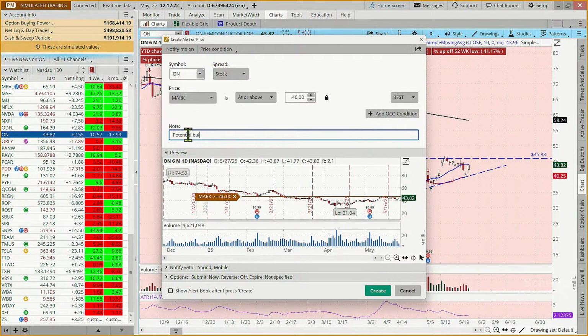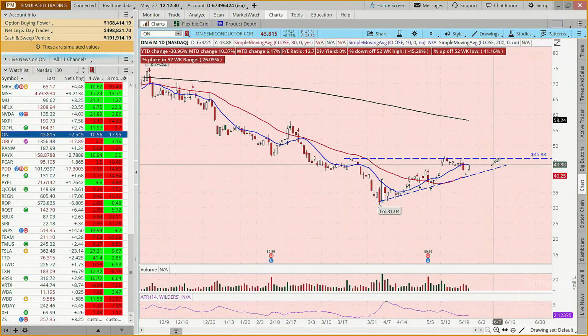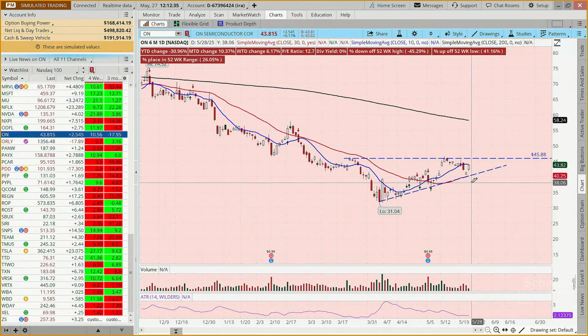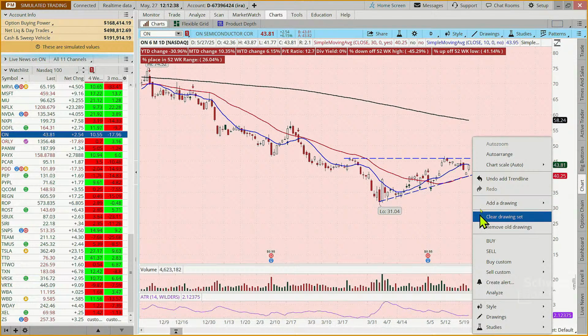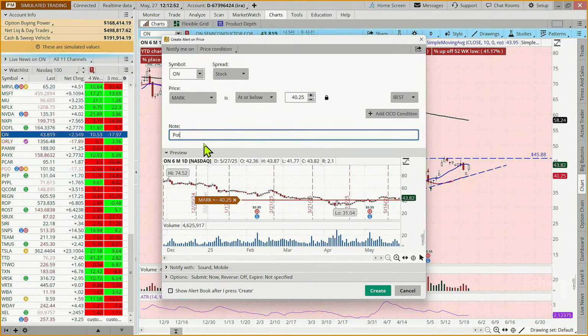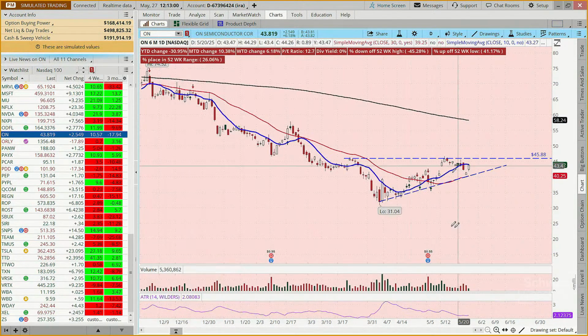Potential bullish entry. So maybe we might want to buy the stock. And how would we measure this range? And then the other alert we might put on here is, hey, if it goes below 40.25, let us know. And this is a potential bearish entry, where maybe we buy a put or do a long put vertical or something like that, if you're familiar with options.